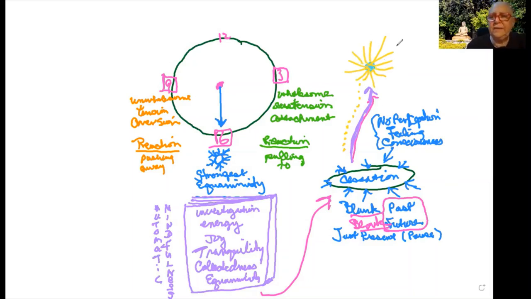And nibbāna, what it is. You turn back on. Remember I said there's no perception, feeling, consciousness. You turn back on, and as you turn back on, this right here is cognition coming back on. That's what that line is, the 12 links. They come back on.